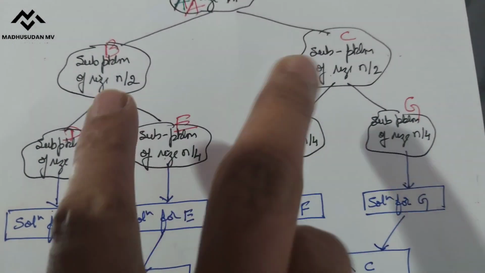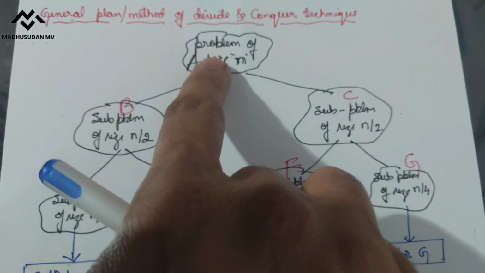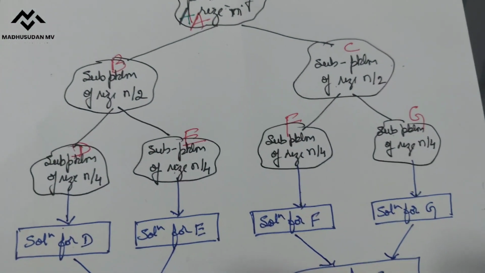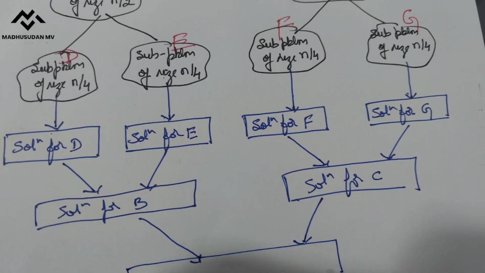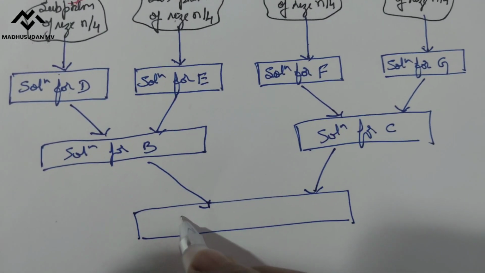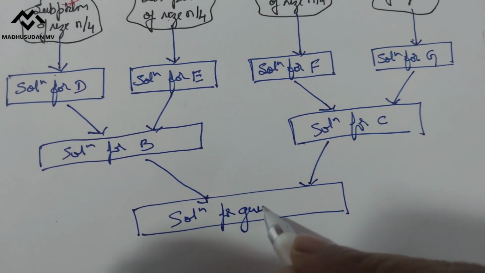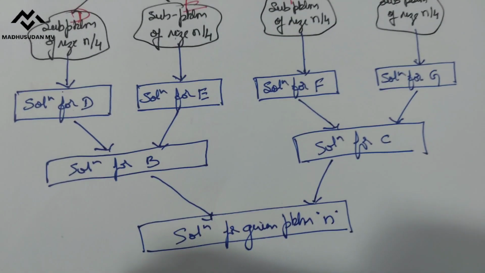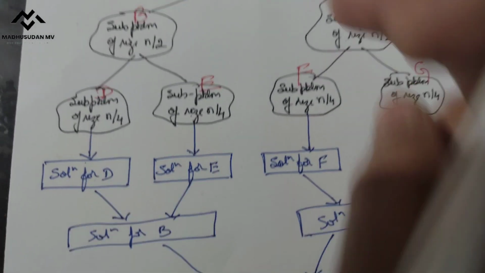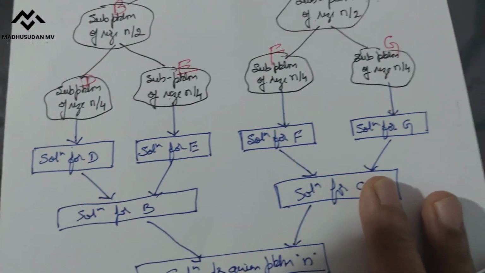But our intention is not to solve these two subproblems, our intention is to solve this problem. So again, I need to merge these two solutions. Now this is the solution for the given problem of size n. This is the solution for my problem. This is what the divide and conquer technique is.